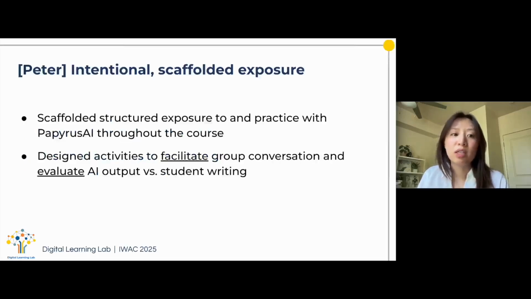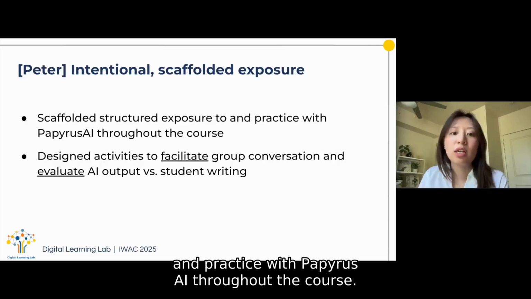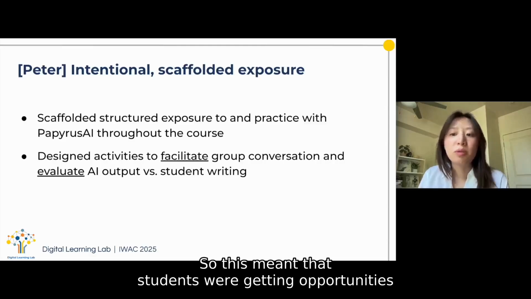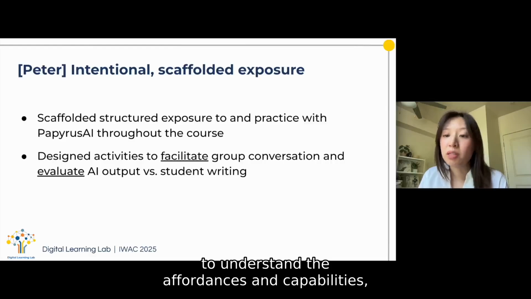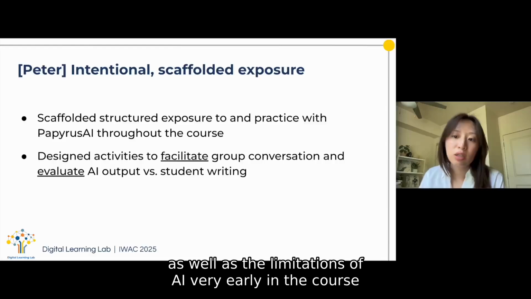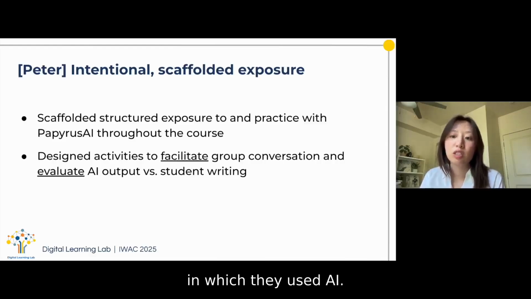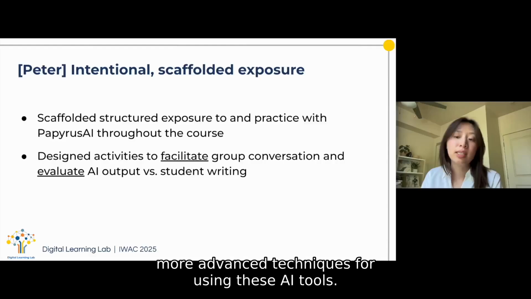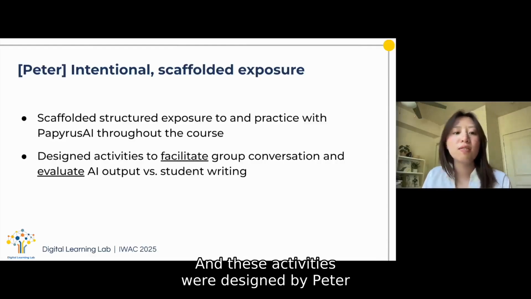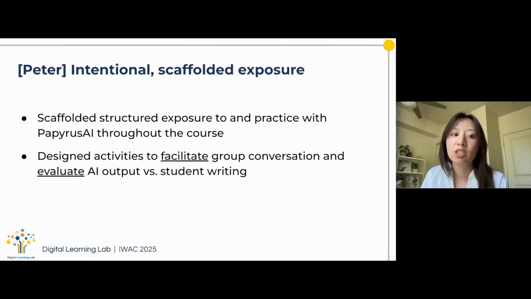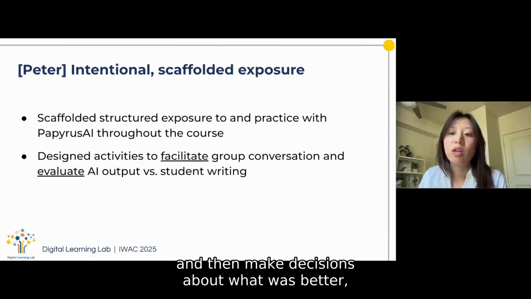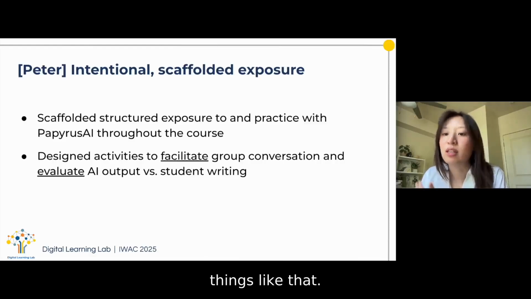Our first instructor, Peter, chose to intentionally scaffold exposure and practice with PapyrusAI throughout the course. This meant that students were getting opportunities to understand the affordances and capabilities as well as the limitations of AI very early in the course through these intentional activities in which they used AI. By the end of the course, they were given opportunities to try engineering prompts, more advanced techniques for using these AI tools. And these activities were designed by Peter to help facilitate group conversation and also to give students opportunities to evaluate AI output, especially in comparison to their own writing, and then make decisions about what was better, what was helpful for use in their writing, things like that.